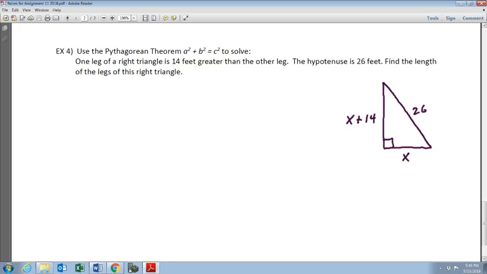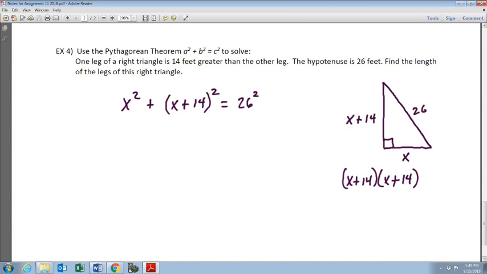So basically we're going to square each of our legs. So x squared plus (x plus 14) squared, and that's equal to 26 squared. Now I'm going to simplify (x plus 14) squared off to the side because it's a little bit of work. We're just going to FOIL. So we end up with x squared plus 14x plus another 14x plus 196. Let's combine our like terms, and we get x squared plus 28x plus 196.